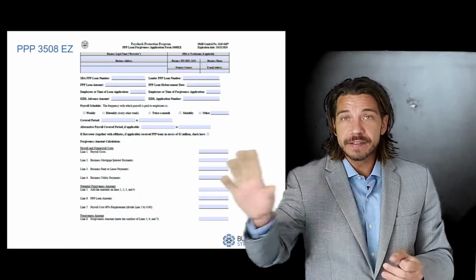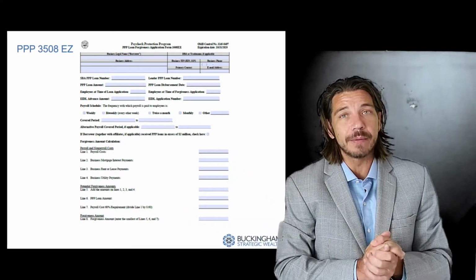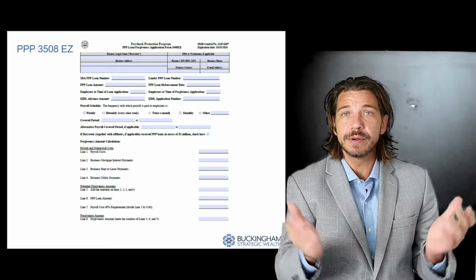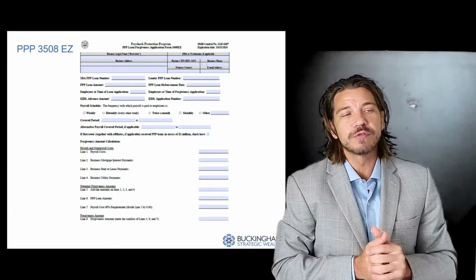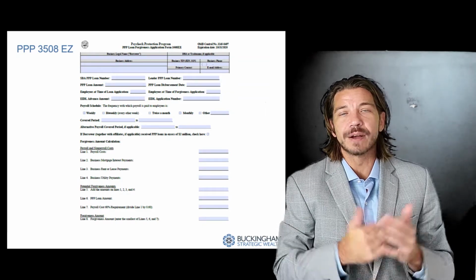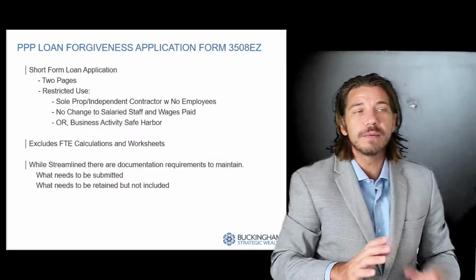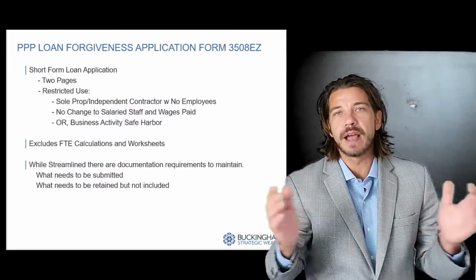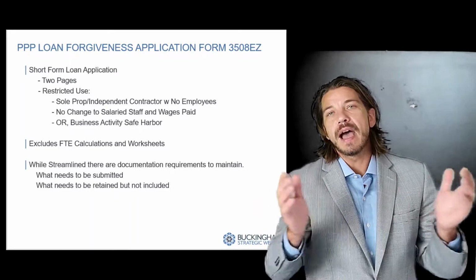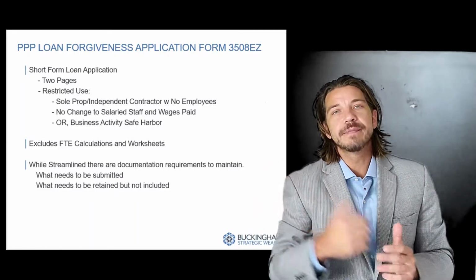This form does exclude that full-time equivalency calculation, which is one's a bear. That one's a good one to be avoiding if we can do it in an appropriate way. And this one allows for streamlined documentation requirements to maintain. We only need to justify what we're asking for forgiveness, and we don't have to fill out costs that we're not seeking forgiveness for.